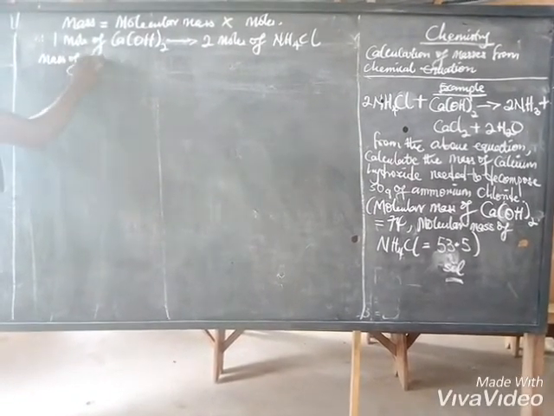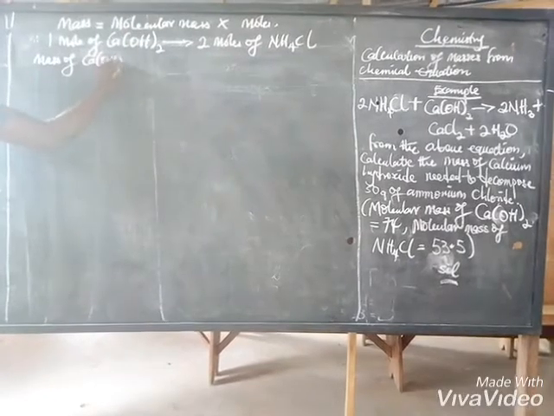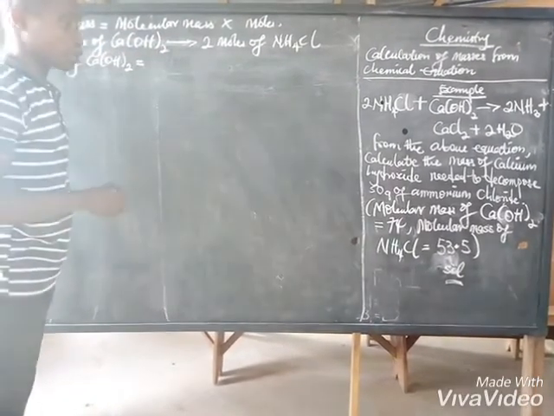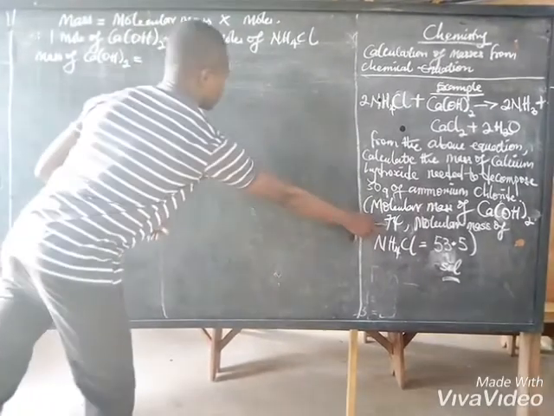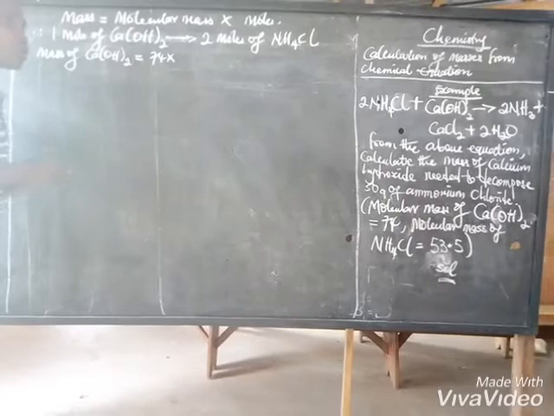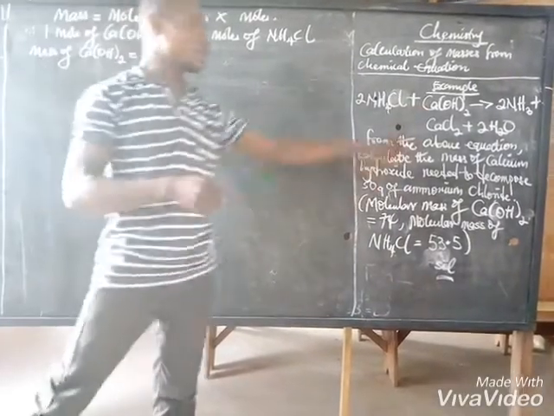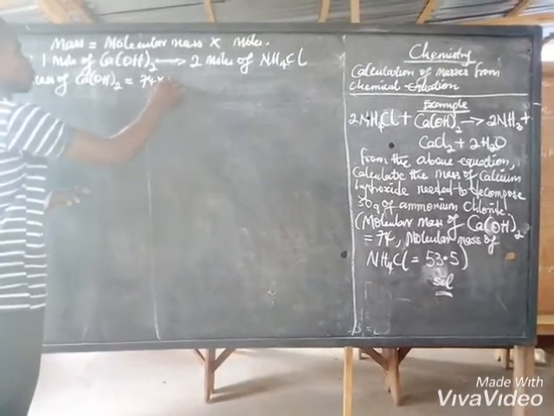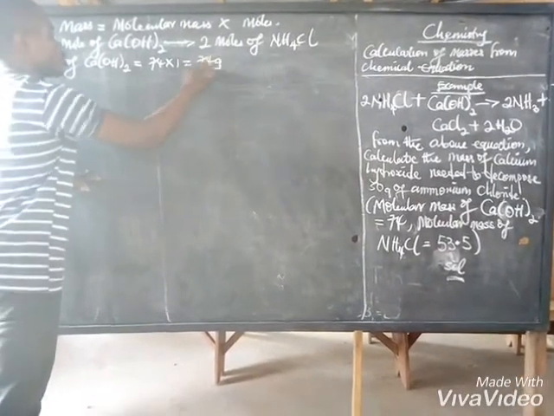The mass of calcium hydroxide will be equal to the molecular mass of calcium hydroxide, given to us in the question as 74 grams per mole. We have 74 times how many moles of calcium hydroxide in the equation? We have just 1 mole of calcium hydroxide, and that will give us 74 times 1 equal to 74 grams.